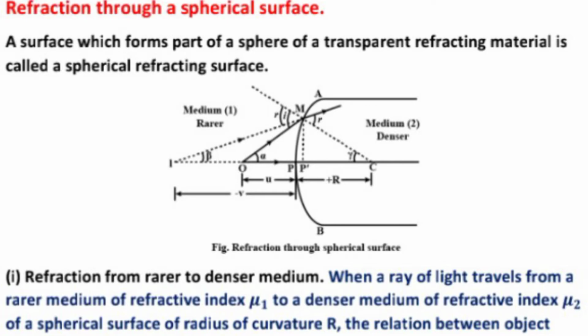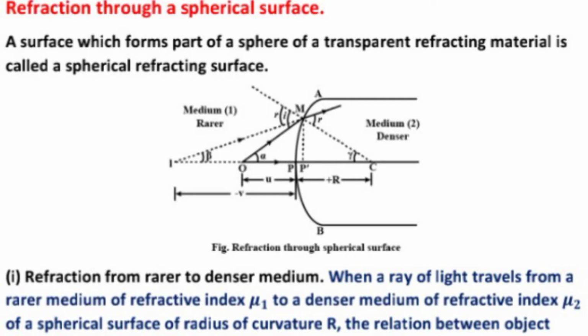Refraction through a spherical surface. A surface which forms part of a sphere of a transparent refracting material is called a spherical refracting surface.